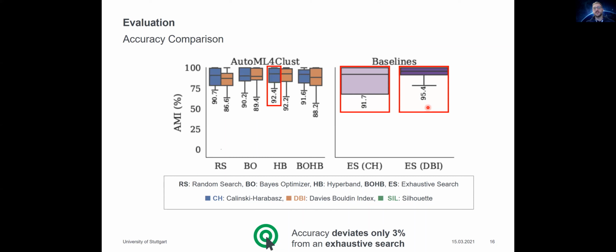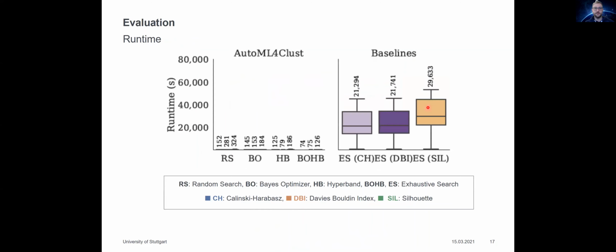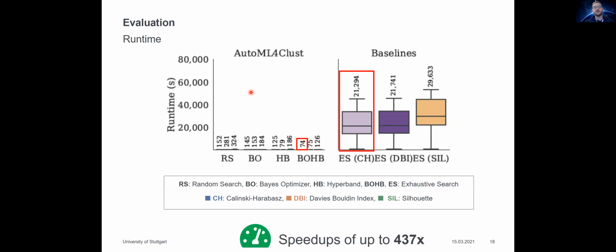To make this clear, we investigate in the following how the difference is regarding the runtime. Here, we show the runtime results for AutoML4Clust and the exhaustive search. Again, note that the numbers here show the median results of the runtime. Also note that the first number shows the results for Calinski-Harabasz, then for Davies-Bouldin, and for the Silhouette for each optimizer. We observe that the fastest results of AutoML4Clust are achieved within 74 seconds, while it took over 21,000 seconds for the exhaustive search. Hence, we achieve speedups of up to 437 times, while being nearly as accurate as the exhaustive search.